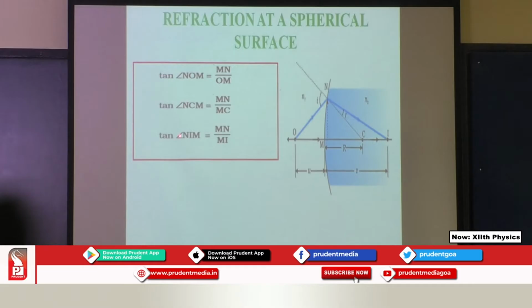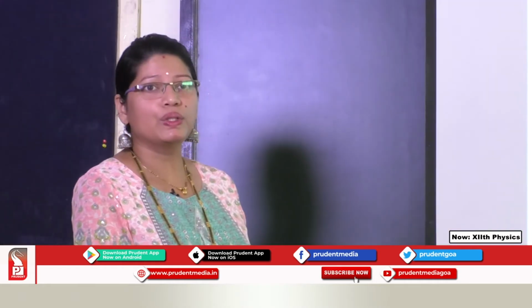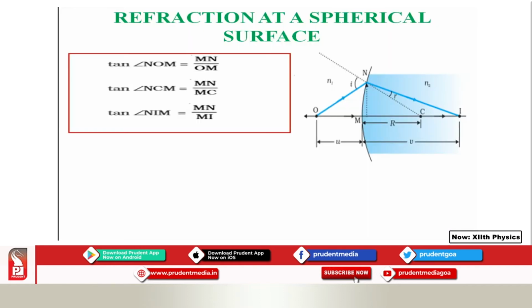We first take the tan of the three angles, that is angle NOM, angle NCM, and angle NIM. And we know the tan of each of them. The first, that is NOM, will definitely be NM upon OM, which is written over here. NCM is going to be NM upon MC, and NIM, that's MN upon MI. So, when we start off, we just take the tan of the three angles.